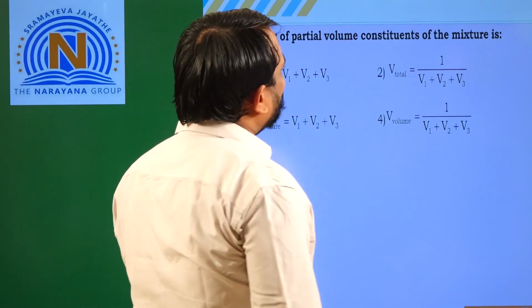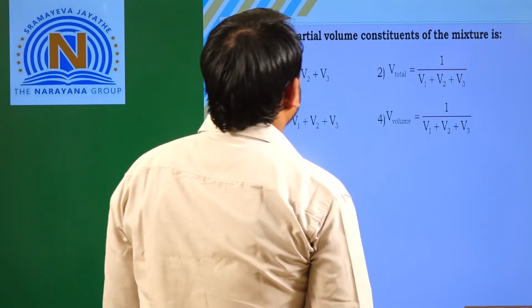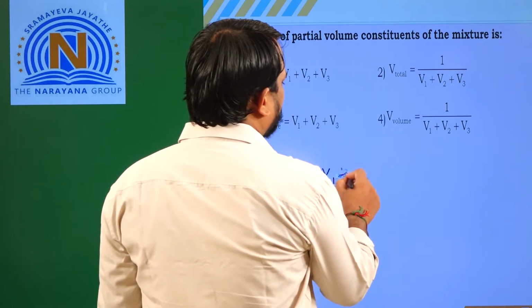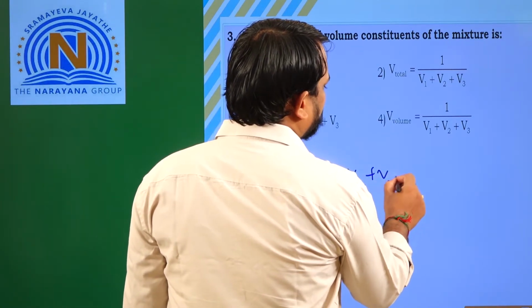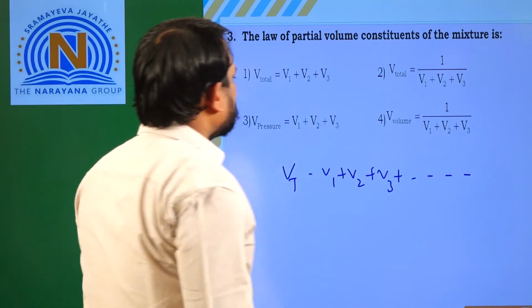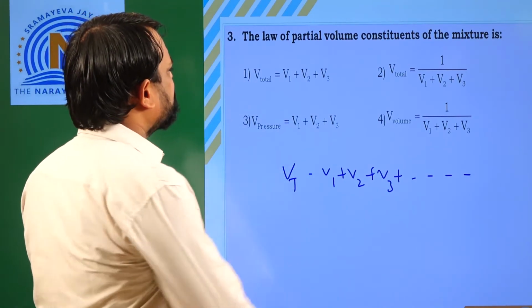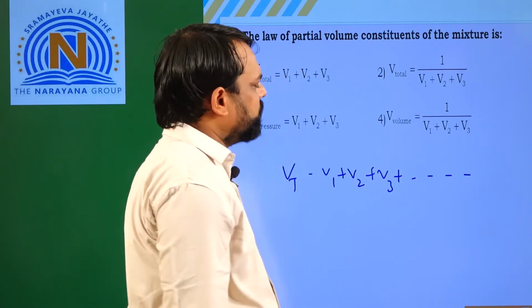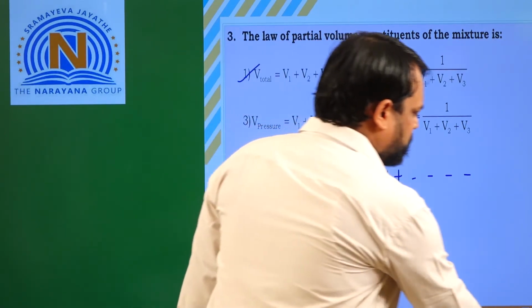The law of partial volumes: the mixture is, so law of partial volumes, that means V total is equal to V1 plus V2 plus V3 and so on. So here option 1 is correct, that means V total is equal to V1 plus V2 plus V3 and so on. And next we will move to the next question.